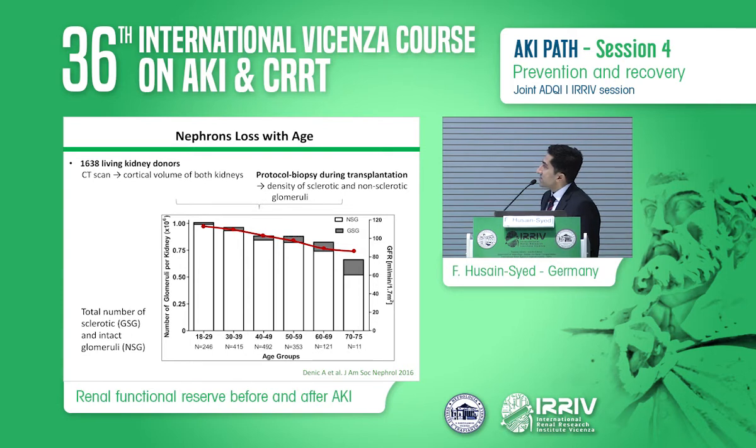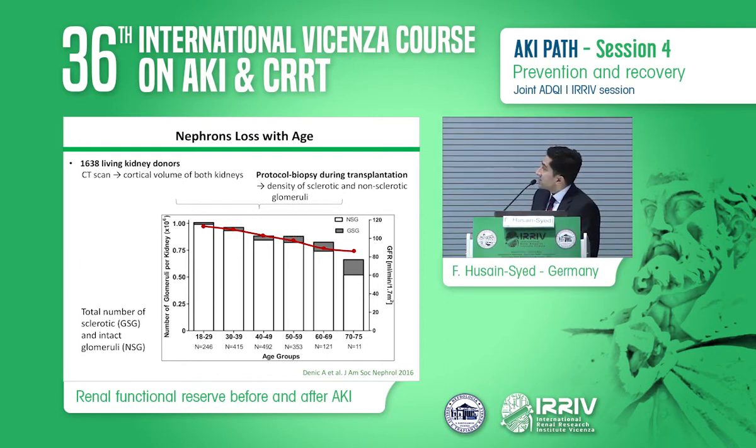But when you add both the intact and the sclerotic glomeruli, there remains a gap. So the sclerotic glomeruli don't fill the gap, and that can only mean that you have a subsequent loss of nephrons. And when you look at it in terms of quantity, you see that at the age of 70, almost 50% of intact nephrons are gone, and those are patients that are accepted as living kidney donors.